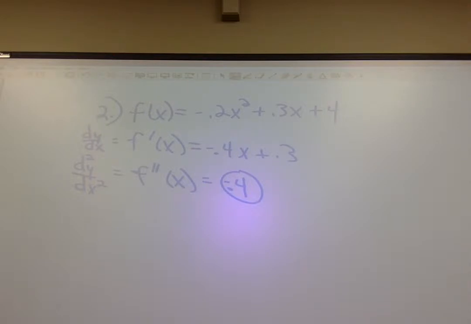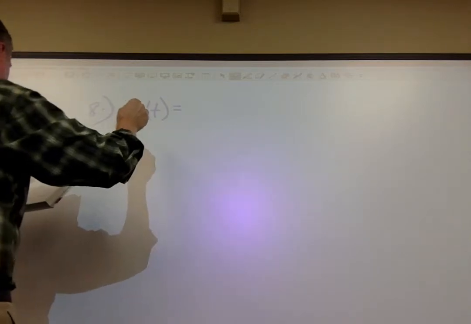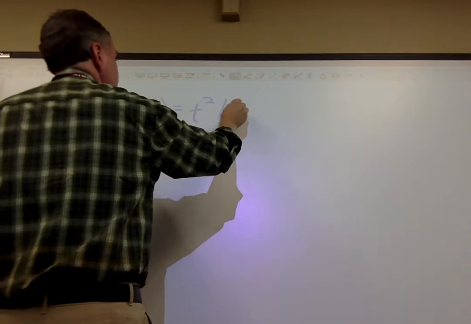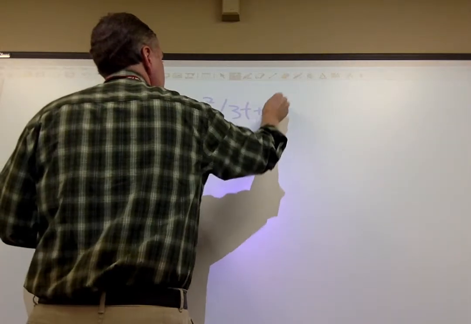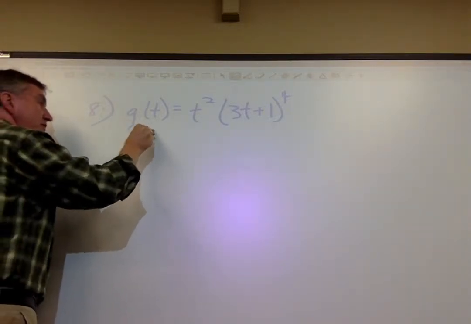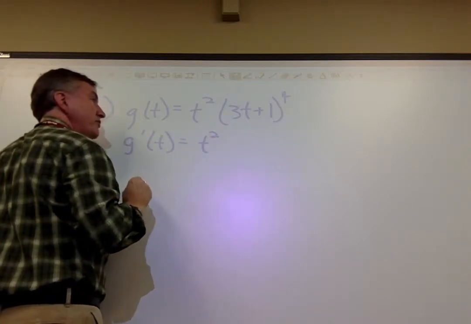But I thought we would try maybe number 8. See what that looks like. Number 8 says g of t equals t squared times (3t plus 1) to the 4th. Well, the first derivative is the product rule, which helps us practice for the test for this one. First, what's the derivative of the second?